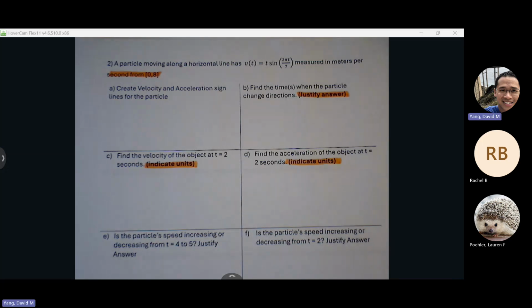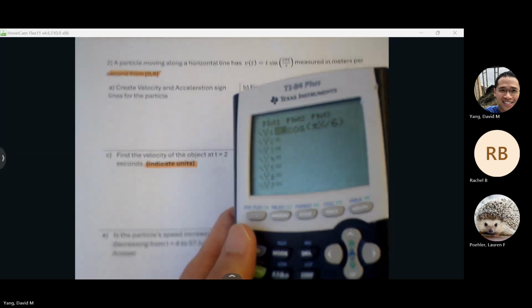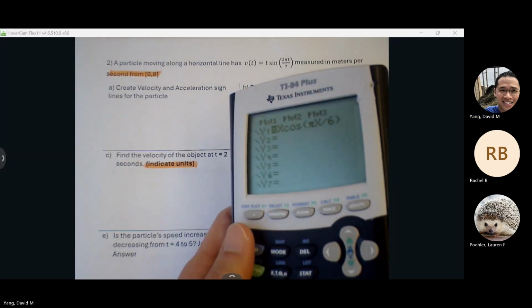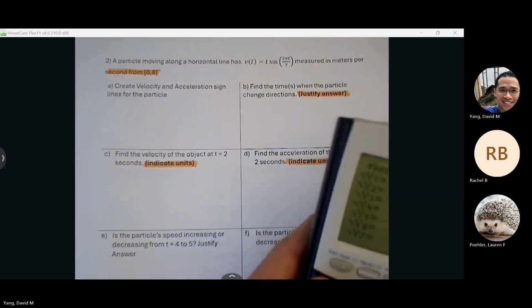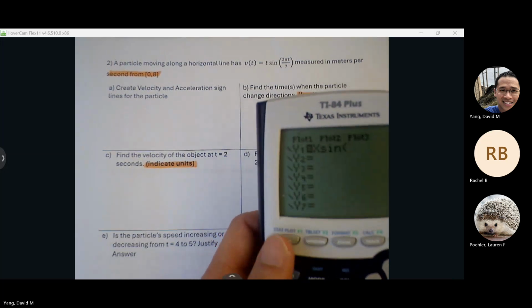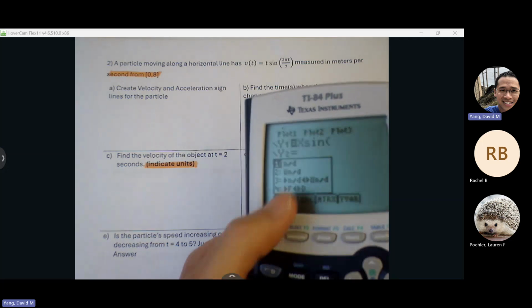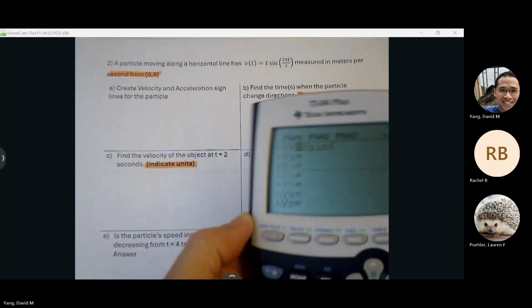All right, so using our calculator, we want to type into our y equals. Alpha y equals will get you that fractional setup.